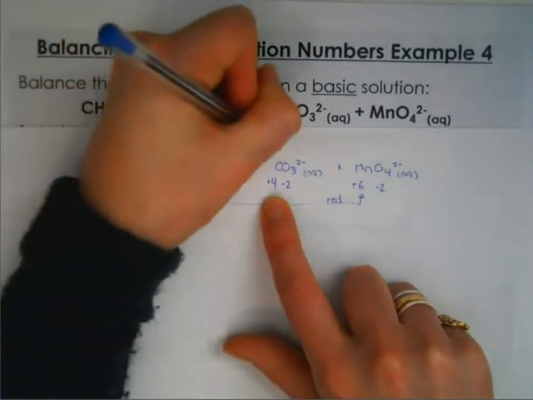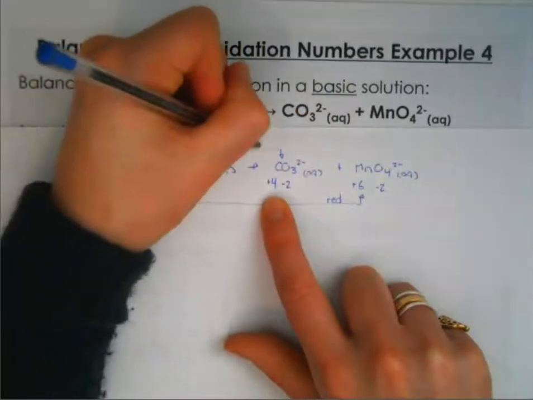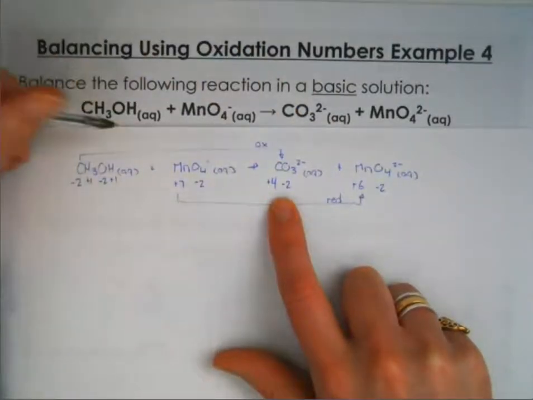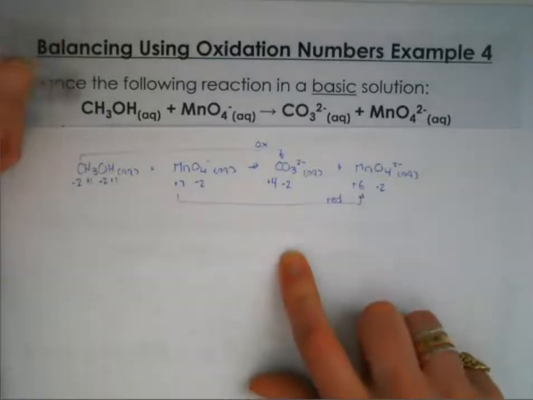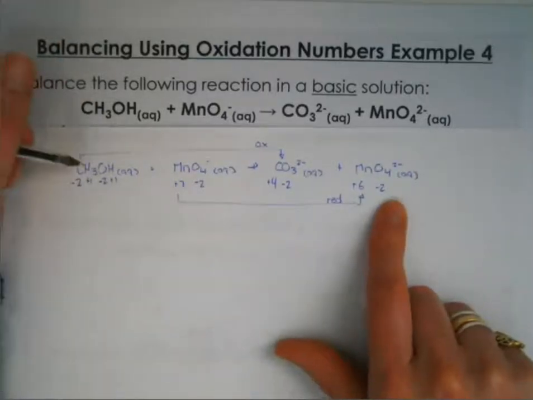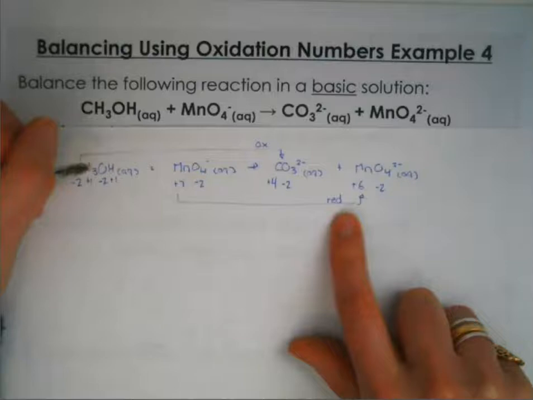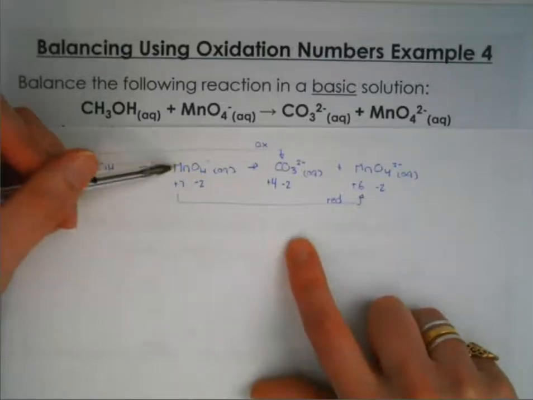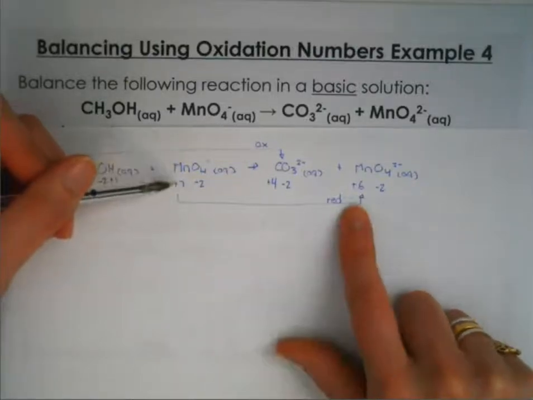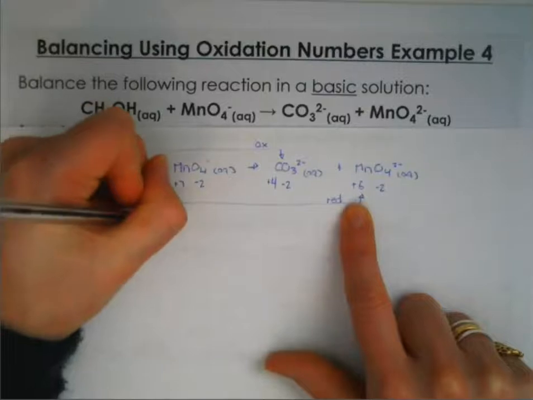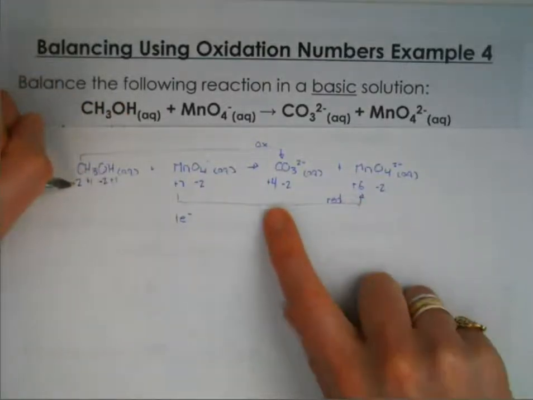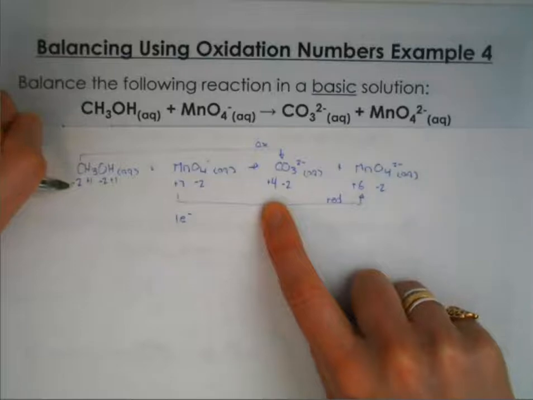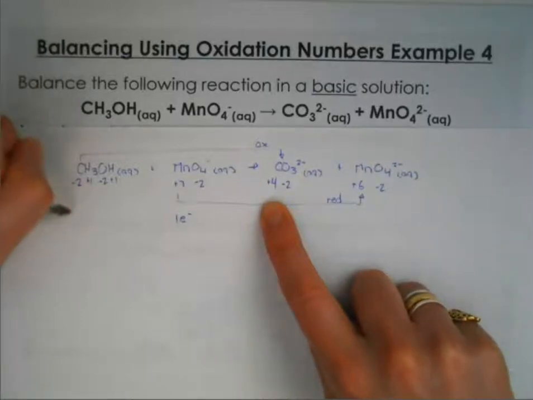So that is an increase in the oxidation number, which means we're looking at the oxidation reaction there. Hydrogens and oxygens stay the same throughout. Well, there's actually no hydrogens on this side yet, so we'll have to address that later. So now we want to think about how many electrons are being transferred. So for the manganese, going from +7 to +6 means 1 electron is transferred. For the carbon, going from -2 to +4, that means we have 6 electrons being transferred.